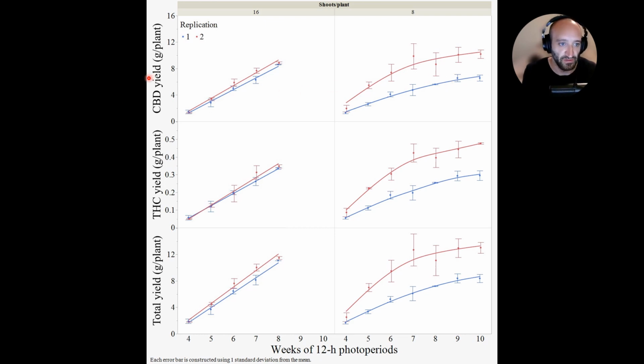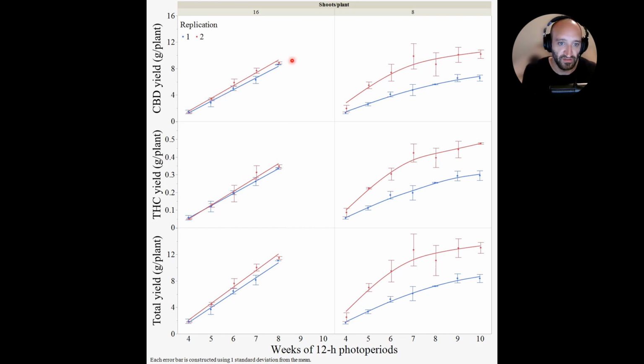All right, so let's take a look at these yield calculations for our different cannabinoids here. Up here we have CBD yield, this is THC yield, and then total yield, so all cannabinoids that were present in the samples. On the x-axis, of course, we still have the weeks of 12-hour photoperiods. Same setup as before, where we have the 16 shoots per plant on the left side here and 8 shoots per plant on the right side. And then these two lines are just rep 1 and 2.